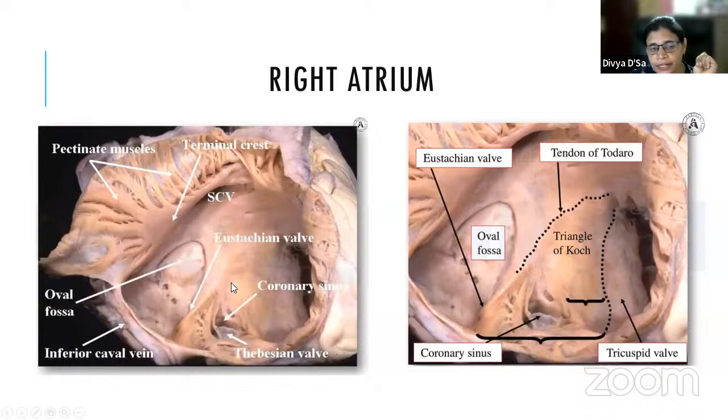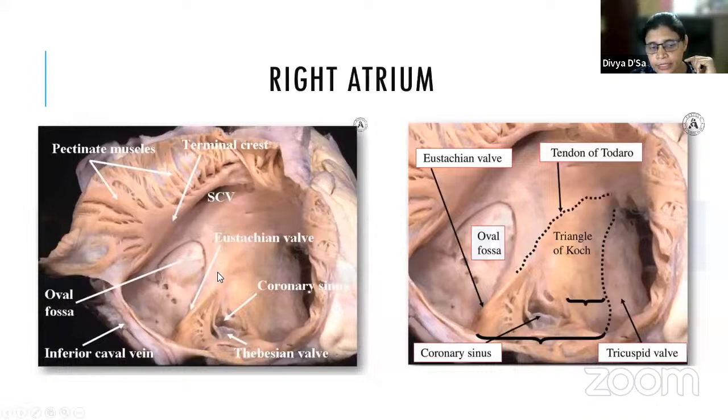Then we go to the interatrial septum. What features do we see? One I already mentioned when we discussed atrial development: the fossa ovalis, or oval fossa. This is the remnant of which septum, Durga? It is the septum primum. And this is the limbus fossa ovalis, which is the septum secundum.